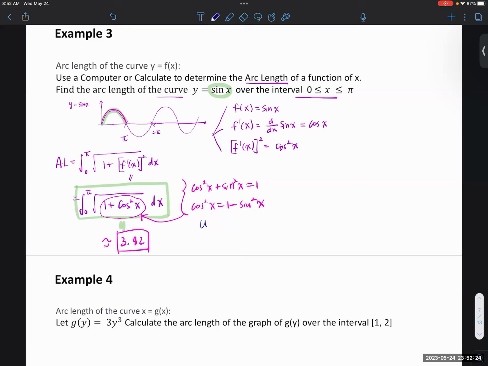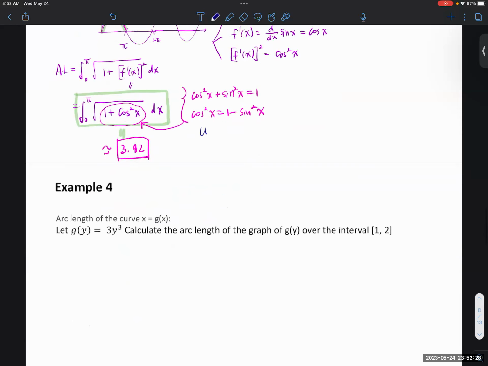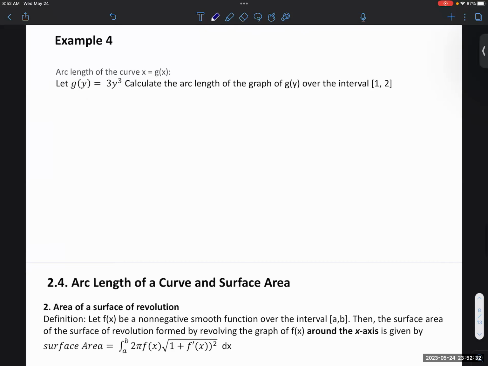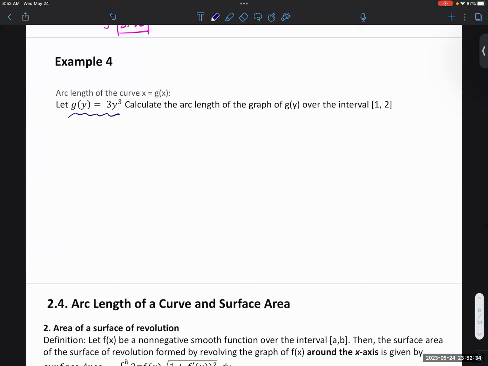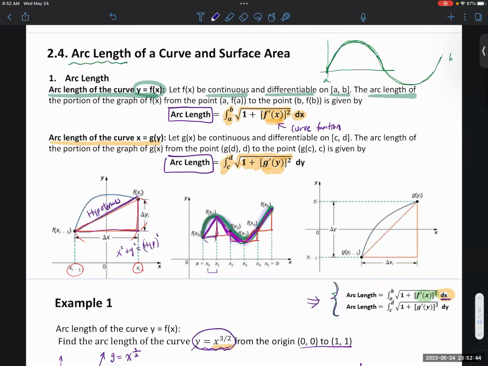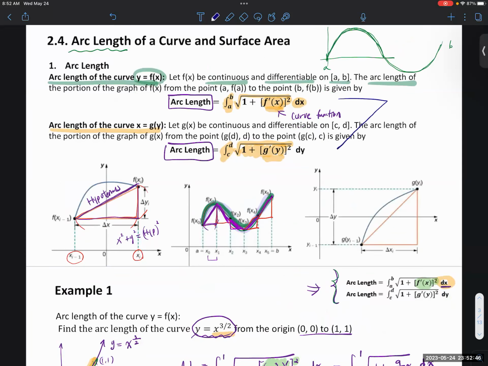So that's the arc length, and I will do one more example. Similar question here. All right, let's take a look at it. Now we have the g(y) function. So calculate the arc length of the g(y) function between 1 and 2. If you go up, do you remember we have two arc length formulas? One is in terms of x, another one is in terms of y.